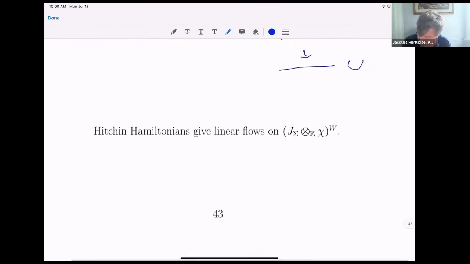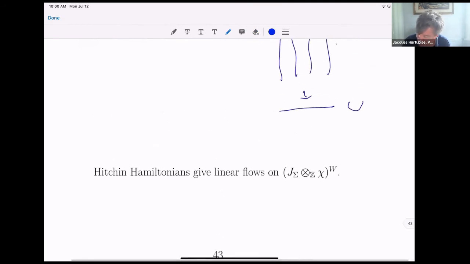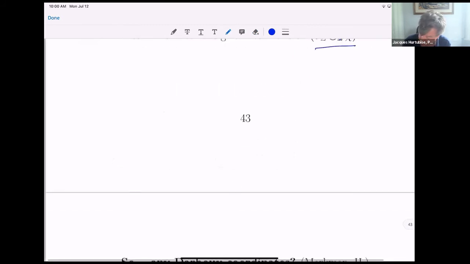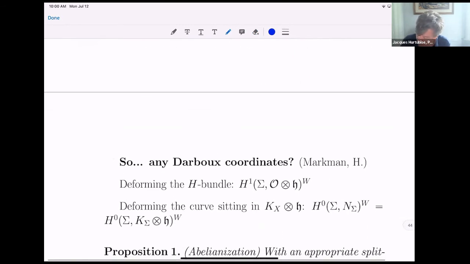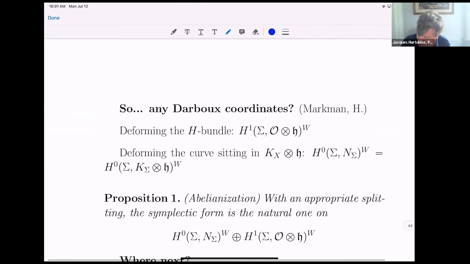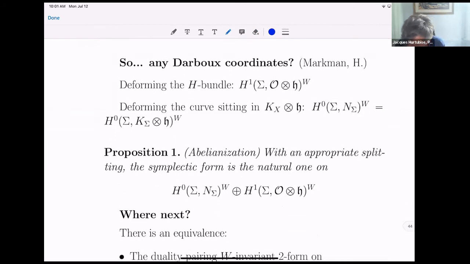And the Hitchin Hamiltonians will give you linear flows on this thing. So what would the Darboux coordinates be? And again, this is things I did a while ago with Eyal Markman. Well, first of all, you can abelianize. So deforming the H bundle is going to give you an invariant set inside the H^1. So it's deforming the line bundles, basically.